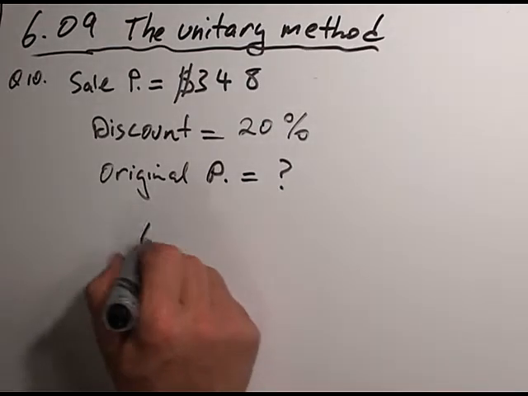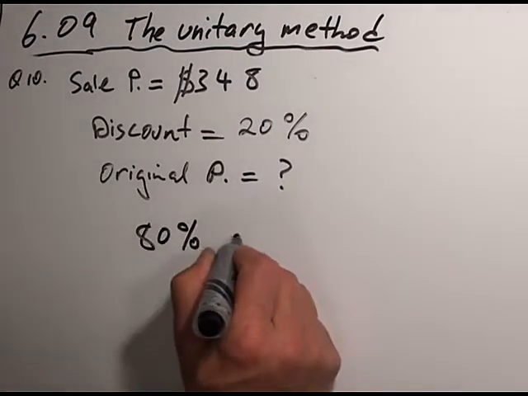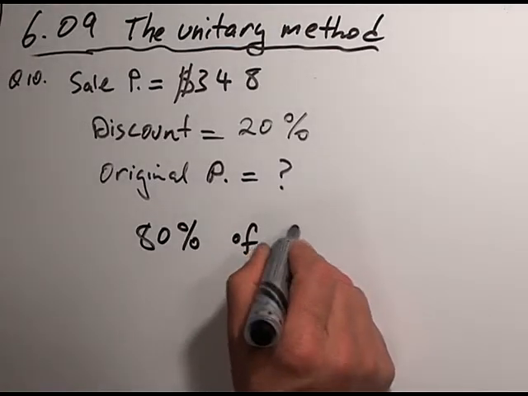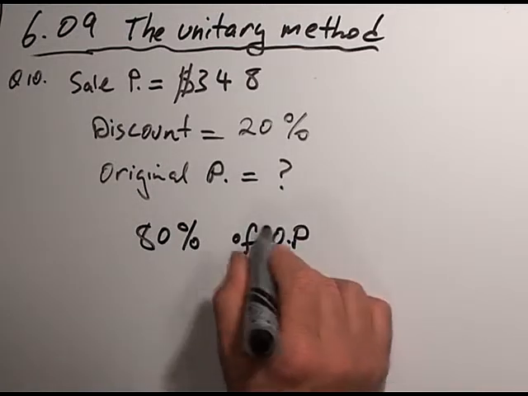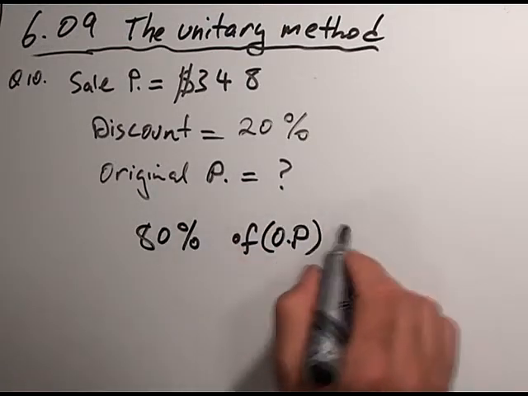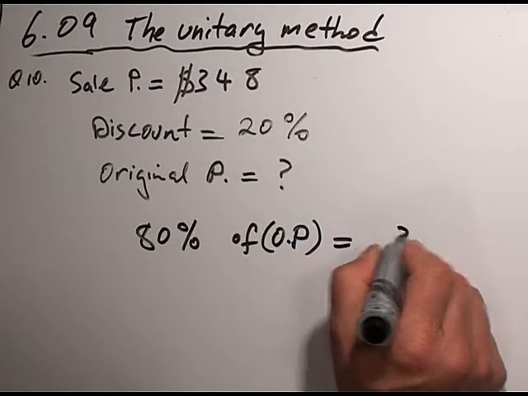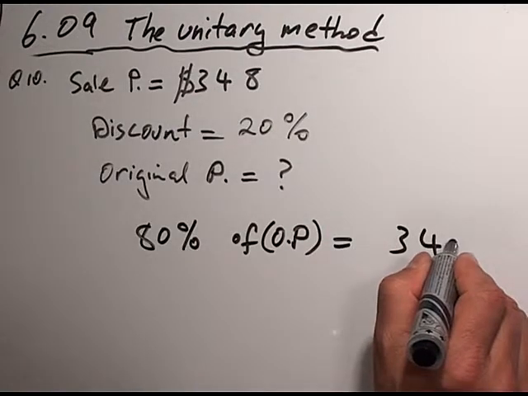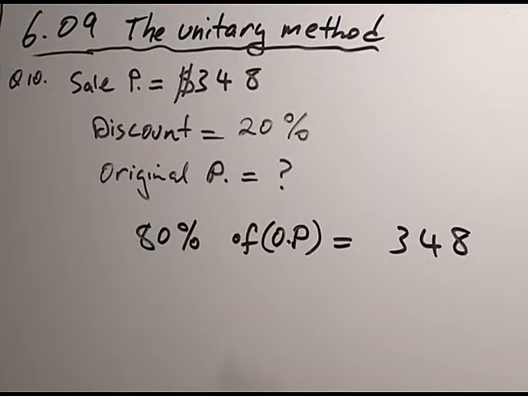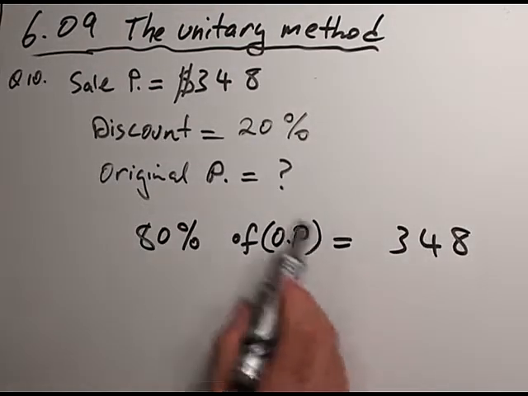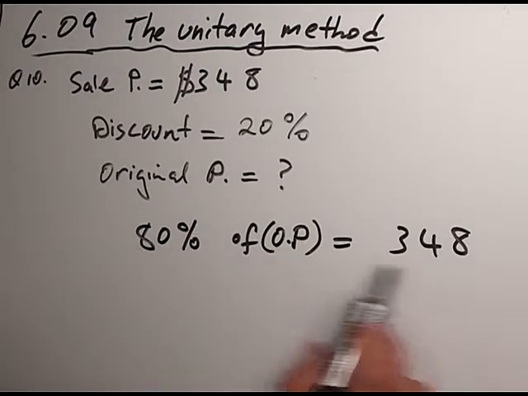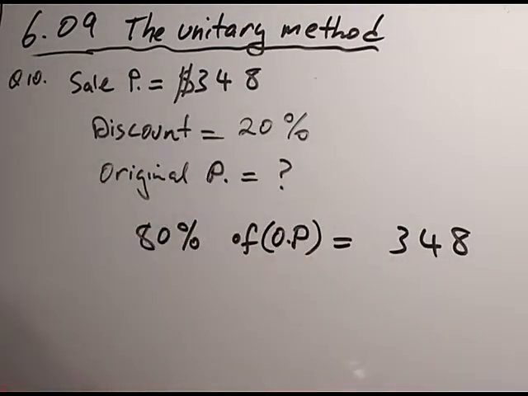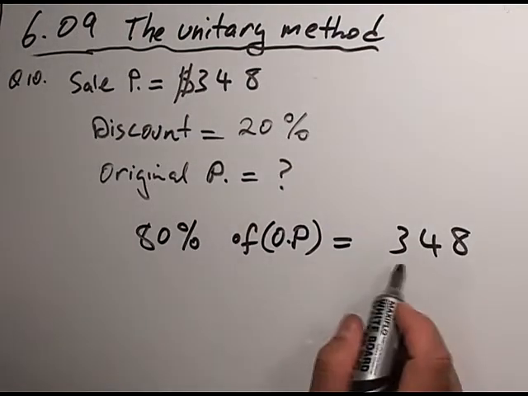So we can say that 80% of, let's say, P, our original price, or OP, is now going to be my sale price, which is $348. So after I've taken 20% off, I've got 80%. So 80% of my original price is how much I paid for it, $348. Let's now do the unitary method.